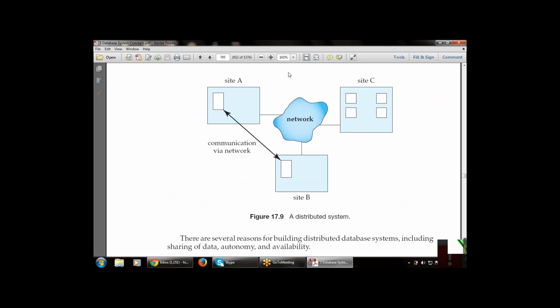This is the distributed system. There is a site A, a site C, and a site B, and site A will communicate with site B. There are two arrows, so site B also communicates with A, and A also communicates with B.